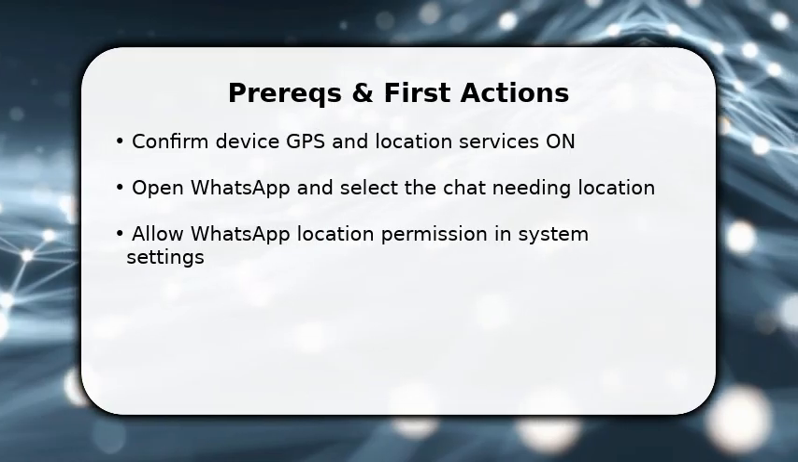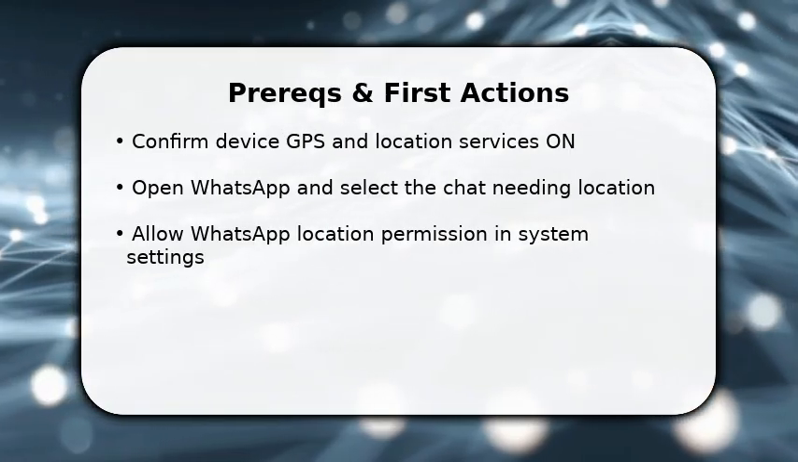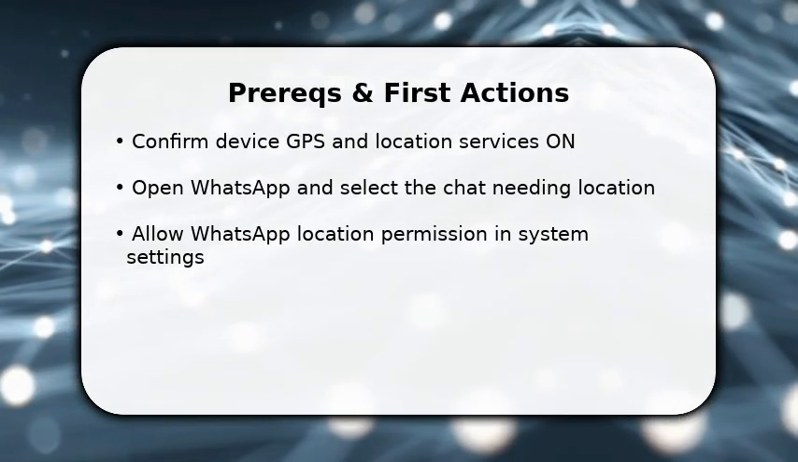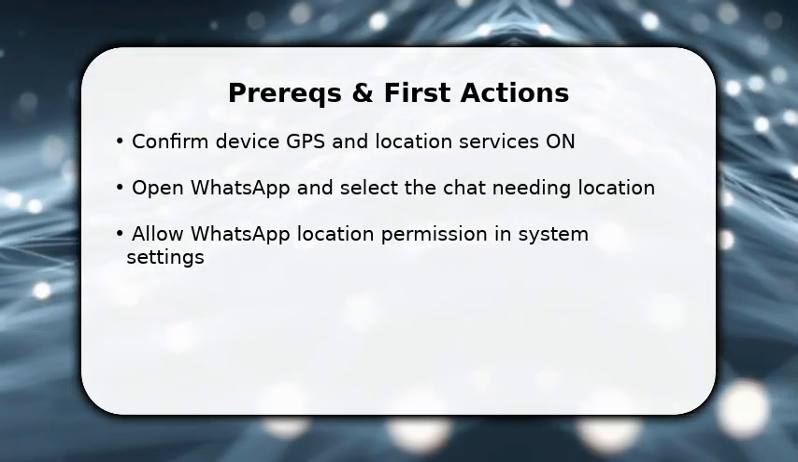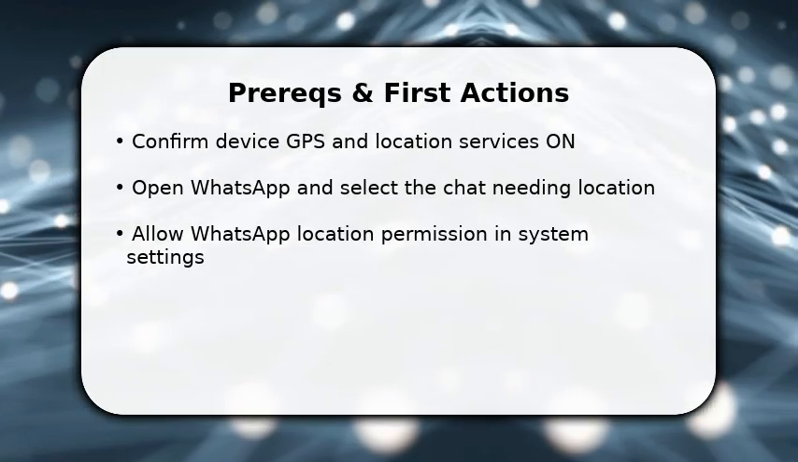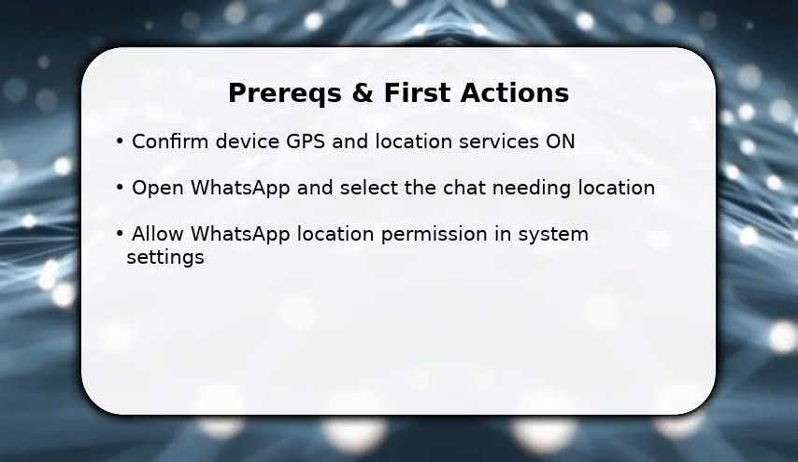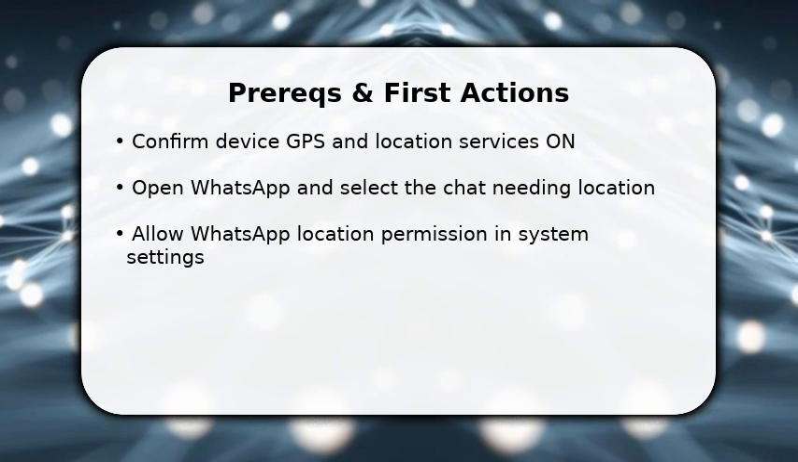Without precise permission, you'll get approximate or no location. Make sure Battery Saver is off for testing because it can throttle location updates. Finally, restart WhatsApp so permission changes take effect and you're ready for the next configuration steps.